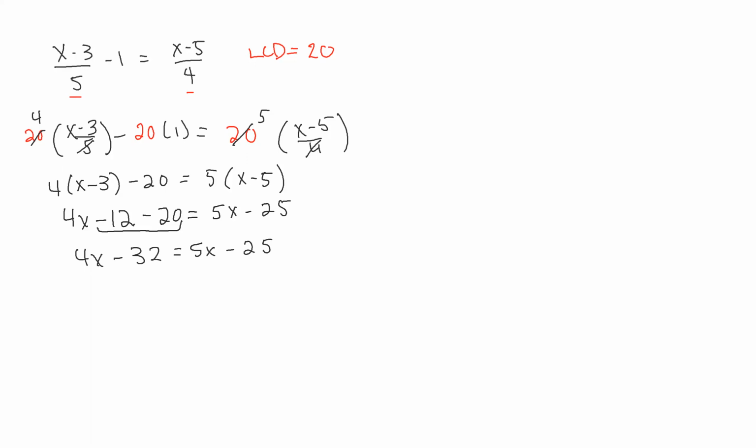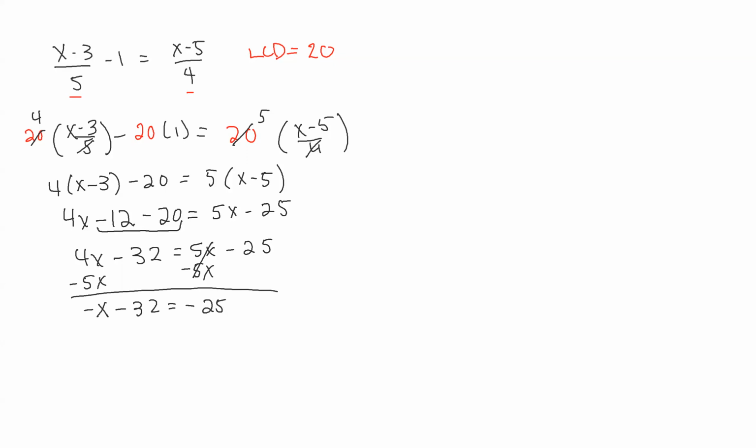You can move either the 4x to the right or the 5x to the left. I generally move to the left. I'm going to do it again in this video just to remind you that you can't have a -1x. Okay, so I'm just going to do that extra step just to remind you. So I'm going to subtract 5x from both sides. 4x minus 5x is -1x minus 32 equals. On the right, 5x minus 5x is 0. 0 minus 25 is -25.